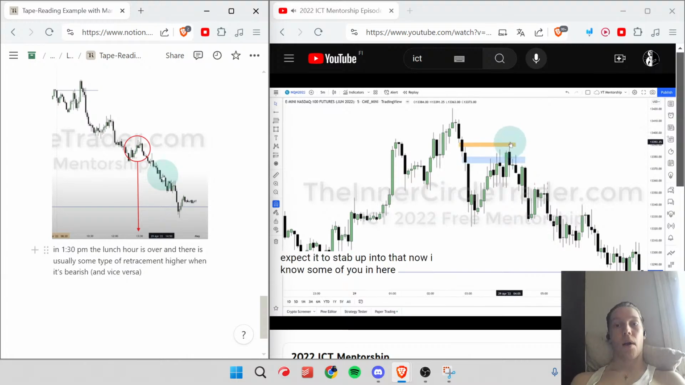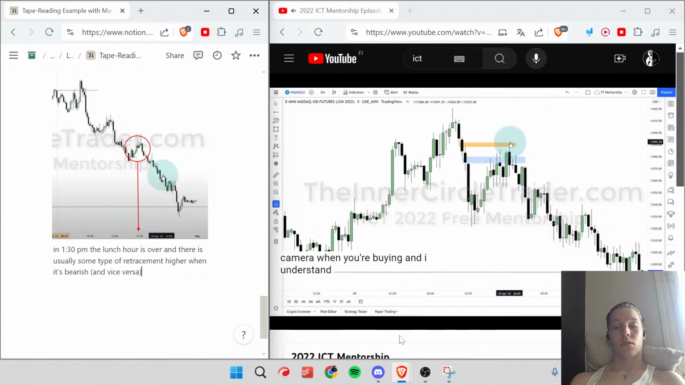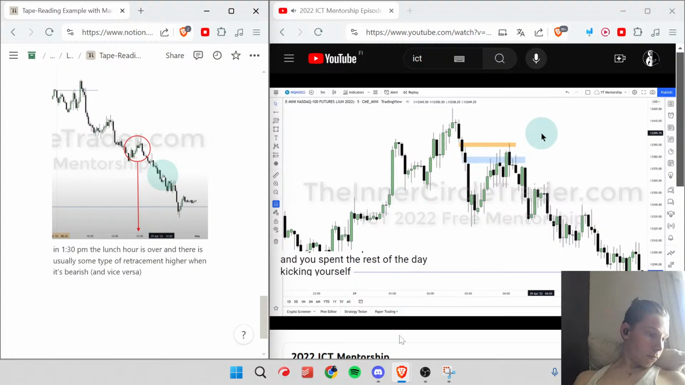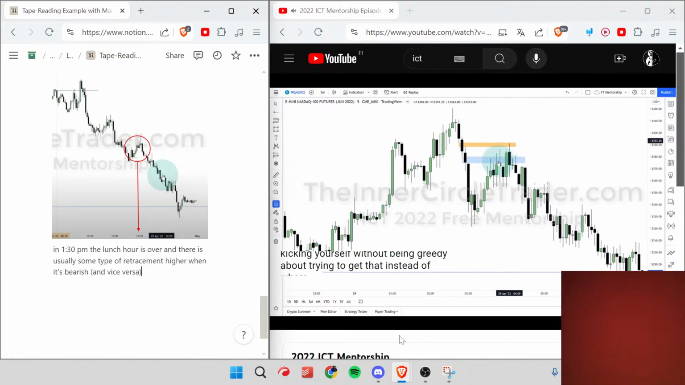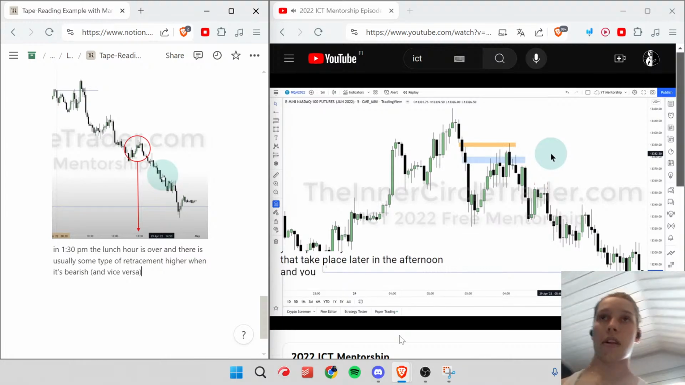Now, I know some of you in here want to be an ICT junior, and you want to be in there on the highest candle when you're selling, you want to be on the lowest candle when you're buying, and I understand. But this isn't always going to happen. So if you're really only trying to aim for that, you're going to miss moves. And if it moves like it did today, that's a heartbreaker because it moved a lot. And if you weren't positioned in it, and you spent the rest of the day kicking yourself about being greedy about trying to get that instead of where I've already taught you, you'll probably miss the other moves that take place later in the afternoon and get nothing for them.